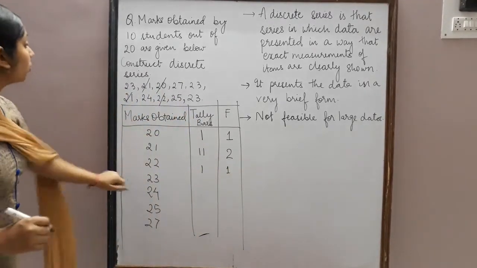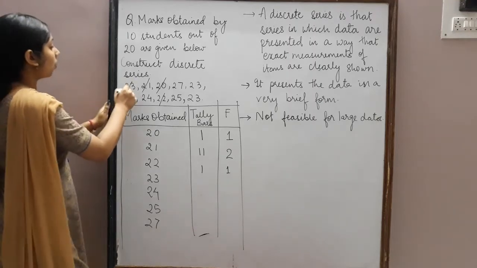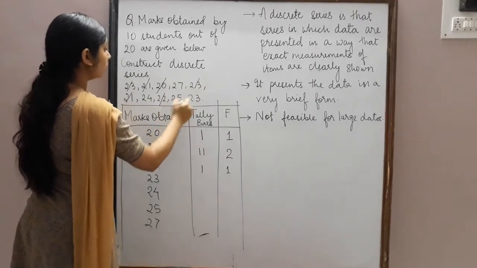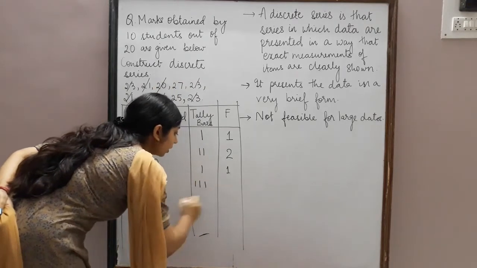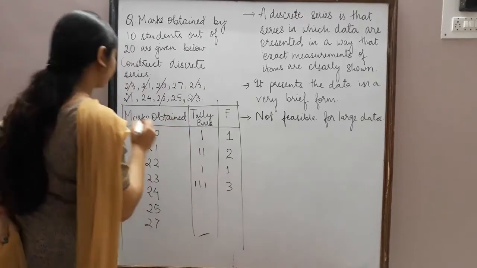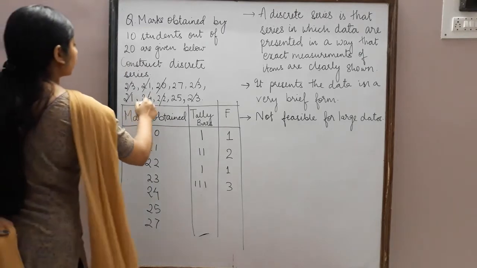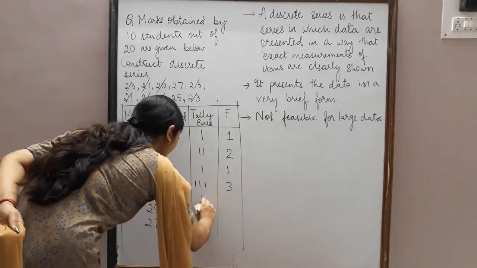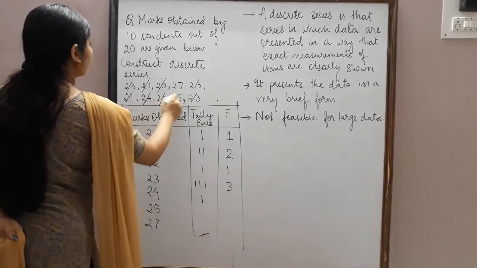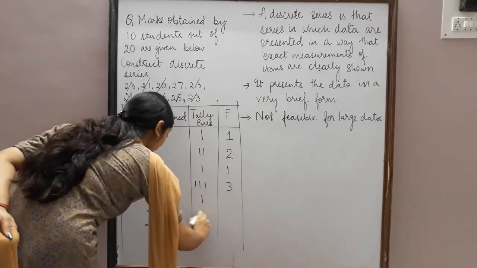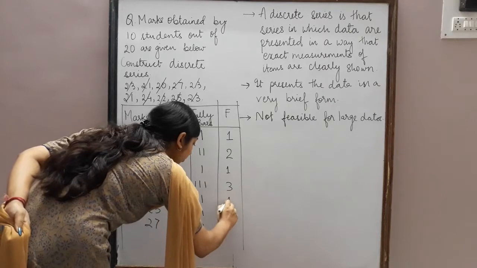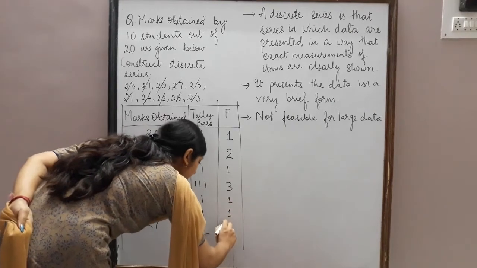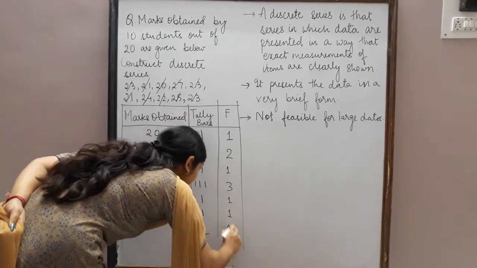Next we are coming to number 23. How many times? 1, 2, 3 times. So over here we will draw 3 bars and write the number 3. Then number 24, it has come only once. Number 25, again only once. And number 27 also once. So the frequencies of these will be 1, 1 and 1.